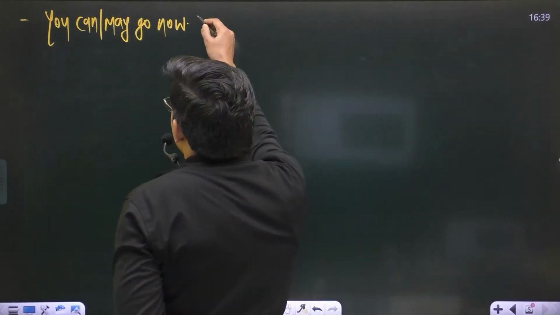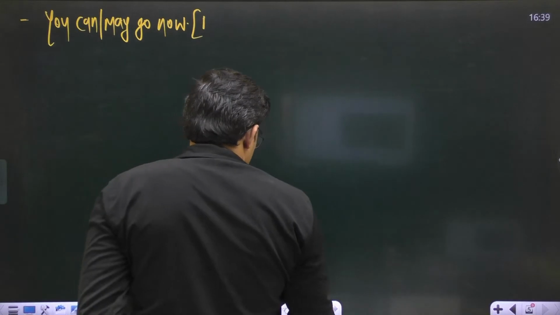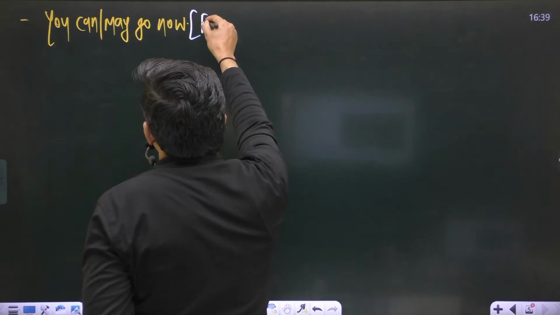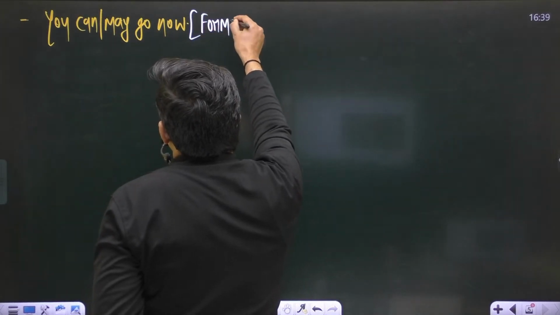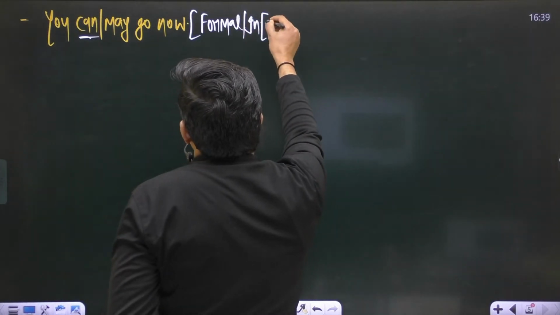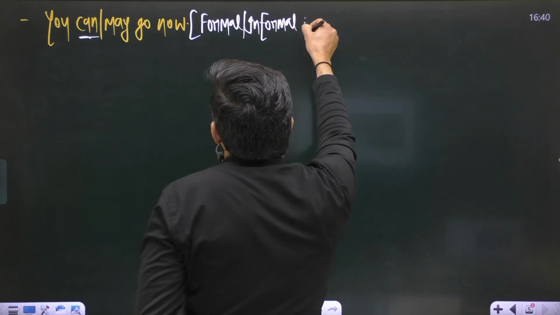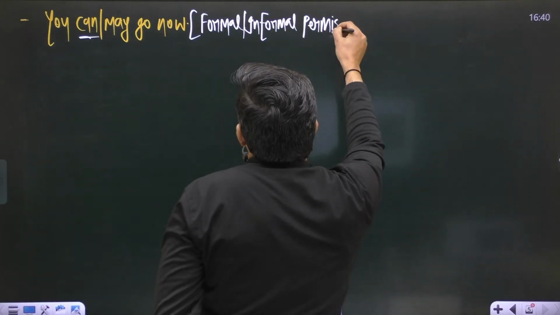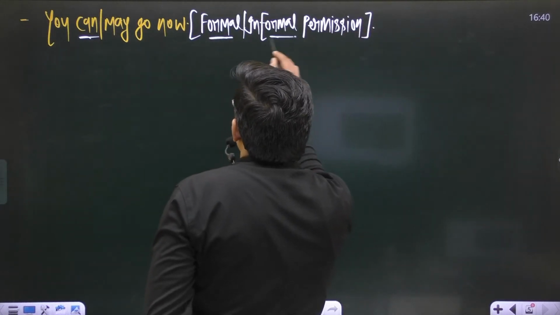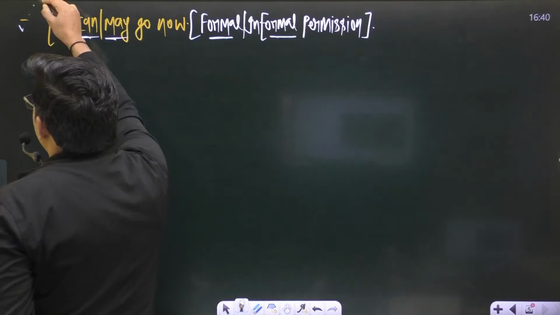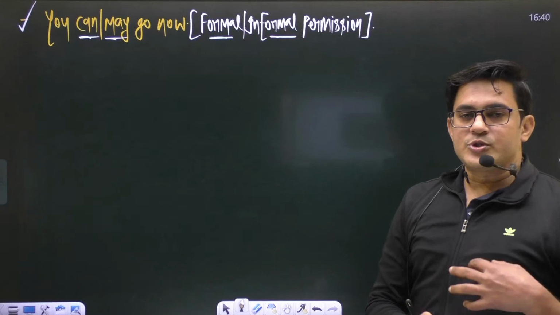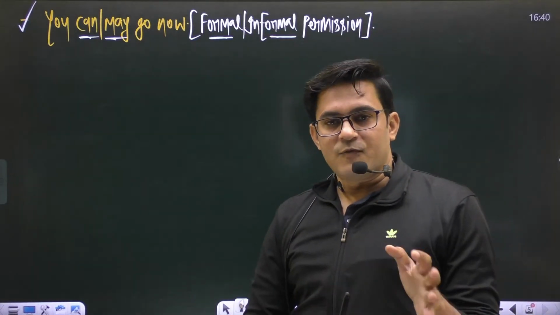In this sentence, we know it very well. Whenever you want to talk about formal and informal permission, for formal permission we use can, and to show informal permission, we use what? We use may. So the sentence is okay, as it is not clear in the sentence whether we are talking about formal permission or informal permission. That's why both are okay. You can go now or you may go now. Can shows formal permission and may shows informal permission. Okay.